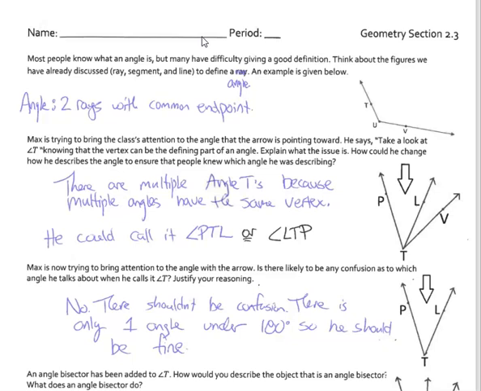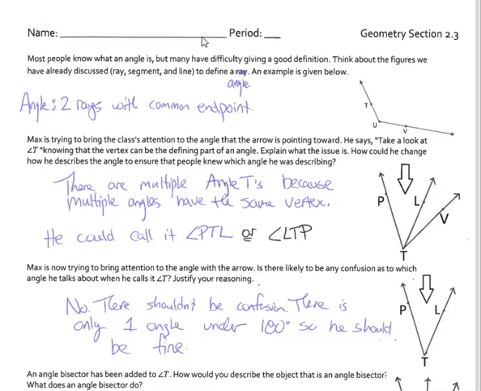Students came up with the way of putting down PTL or LTP. So that was a way that you could talk about that specific angle. The way I described this was if I only had one, let's say, Mikey in one of my classes, I can just say Mikey and everybody knows what I'm talking about, and that's fine. If I have two Mikeys in the class, I have to give more information. So maybe Mikey and then the last initial or something like that, and then they know who I'm talking about. It's the same thing here.